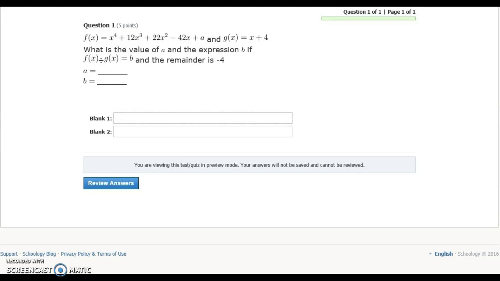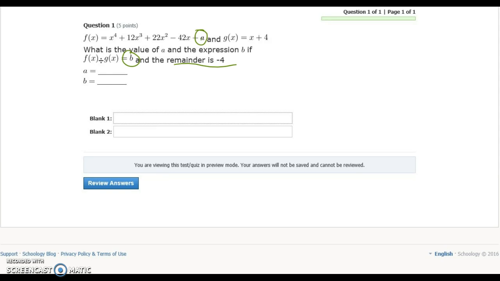This is an example for lesson 3.5. It's very similar to our previous lesson where we learned about long division of polynomials, except this is long division of polynomials with remainders. So as you can see, we've got f of x divided by g of x again. We're going to try to figure out what a is and what b is, but now our remainder is -4. So I'll show you what that looks like in a long division example.